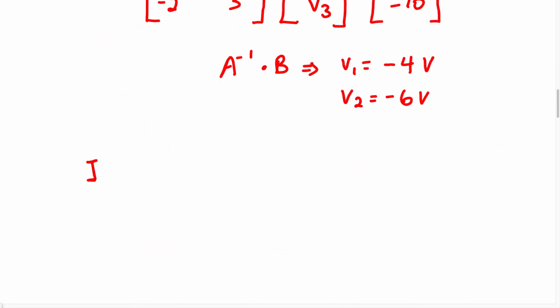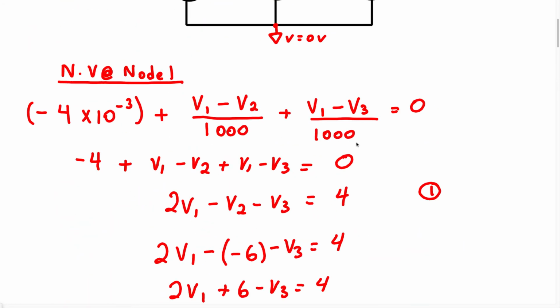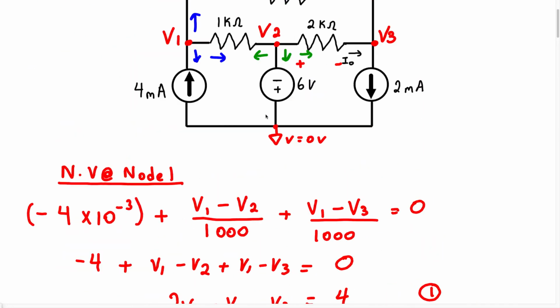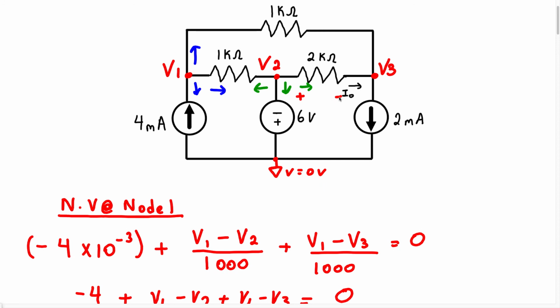So we have IO equals V2 minus V3 divided by the resistance, which we know is going to be 2000, right? And we saw how we were able to say which one was going to come first. Because the current is flowing in this direction, we know it's going to be a voltage drop, positive to negative, which means we're going to start at V2 and then subtract from V3.